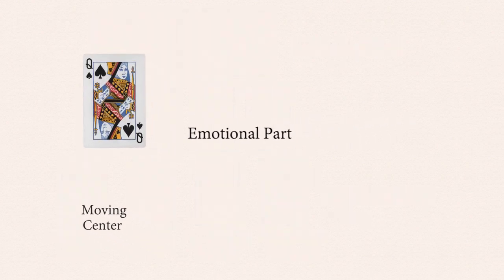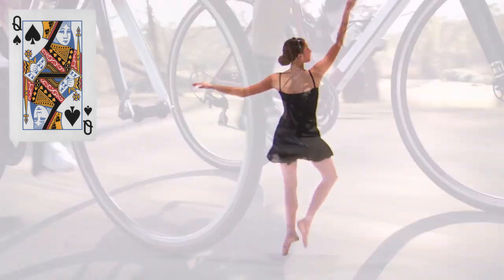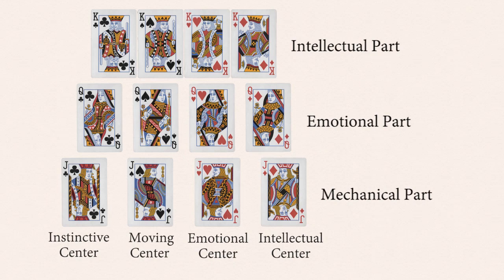The emotional part of the moving center is connected with the pleasure of movement, love of the physical aspect of sport and dance, joy of driving, cycling, horseback riding, and so forth. This part is also attracted to virtual movement and will enjoy playing simple computer games.